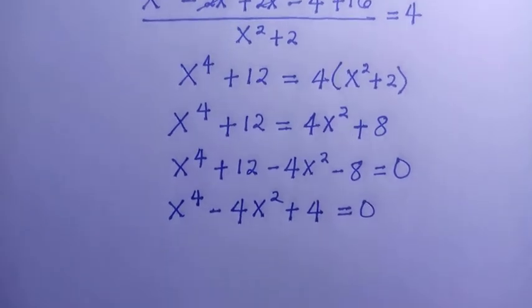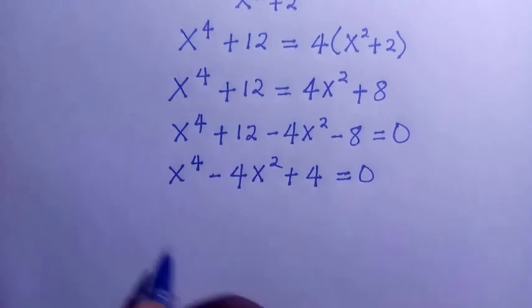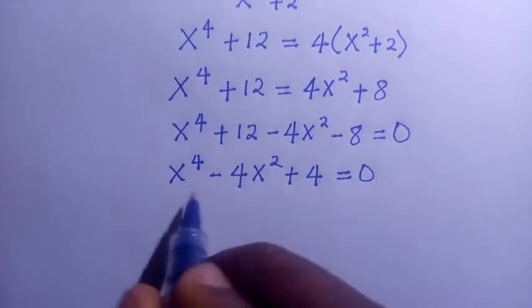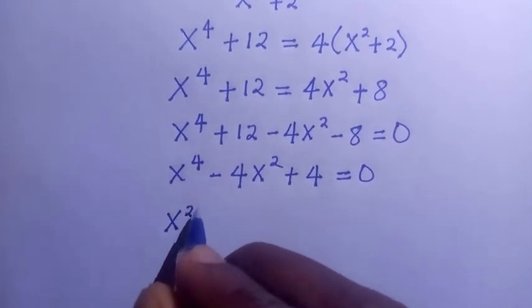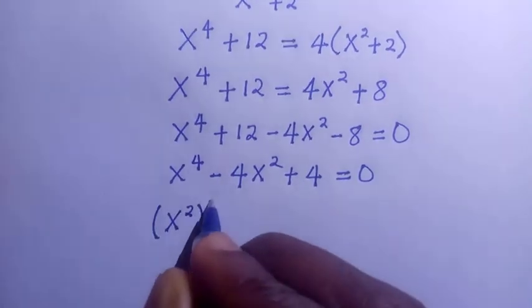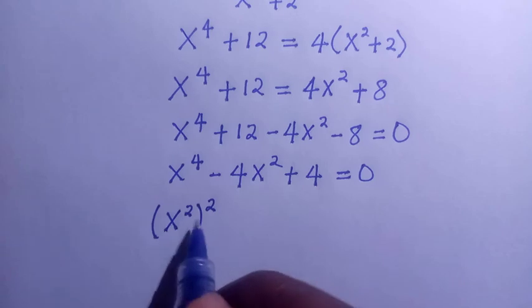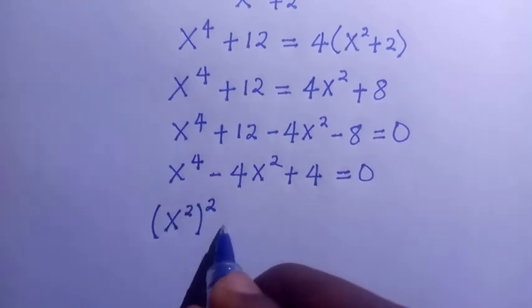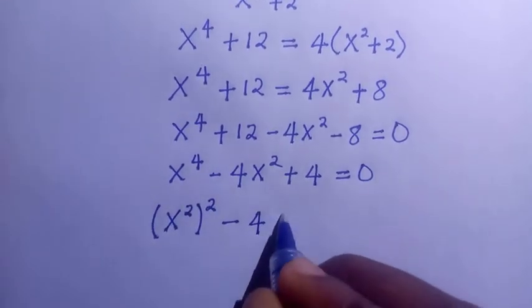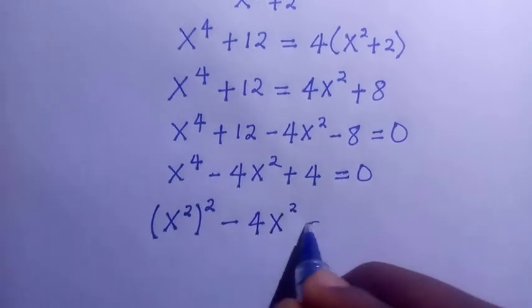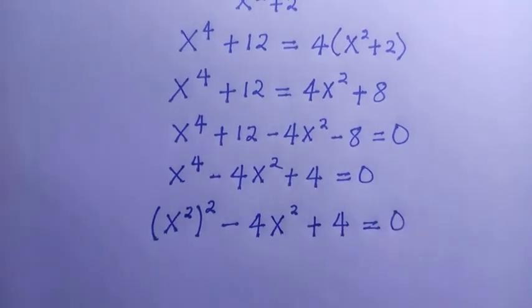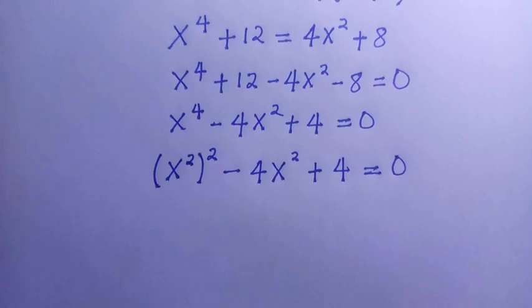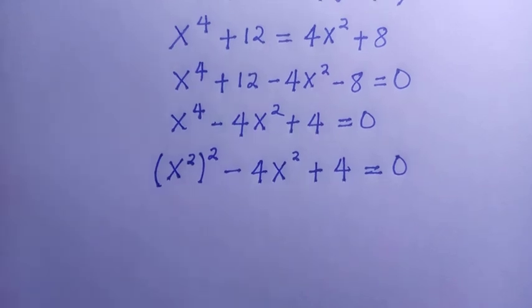So to solve this equation, what we are going to do here is, let's say for this x to the power of 4, if we write it as x to the power 2 all raised to the power of 2, we know by rule of indices 2 times 2 is also equals 4. Then minus 4x to the power of 2 plus 4, everything equals 0.